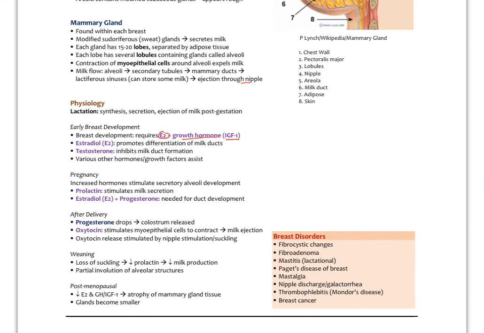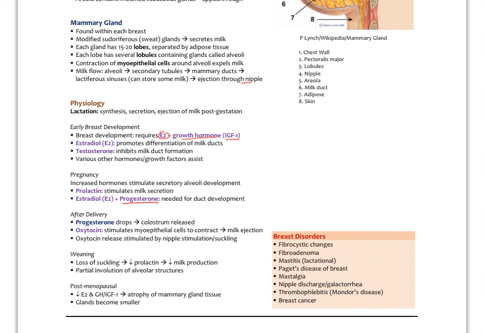With pregnancy, there are different hormones, and specifically prolactin is going to stimulate milk secretion. And then estradiol and progesterone are going to be needed for duct development. And progesterone levels go very high. The rising progesterone is going to inhibit any milk being expelled, but it's going to help proliferate the ducts. After delivery, the progesterone is going to drop, and the first milk, known as colostrum, is released.